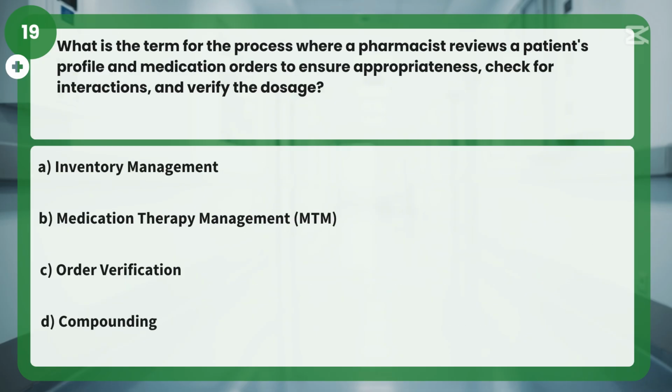Question 19. What is the term for the process where a pharmacist reviews a patient's profile and medication orders to ensure appropriateness, check for interactions, and verify the dosage? A. Inventory management. B. Medication therapy management, MTM. C. Order verification. D. Compounding.